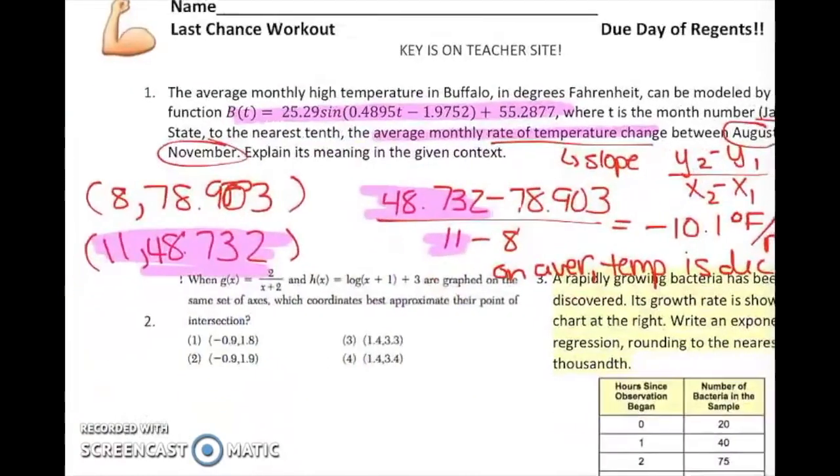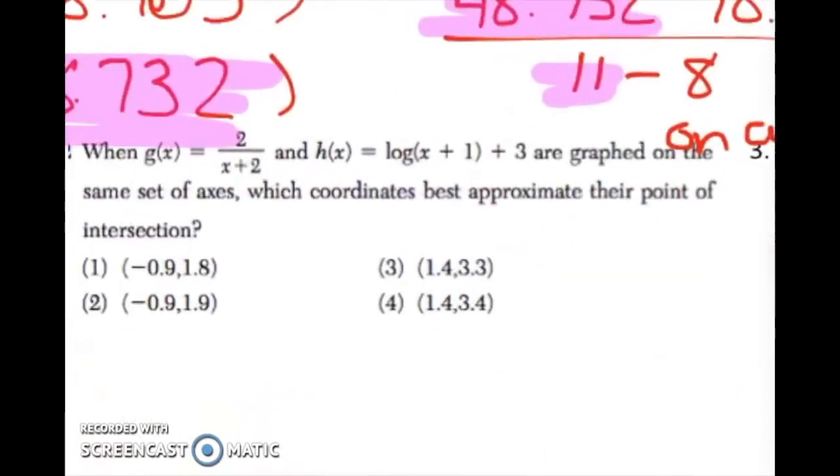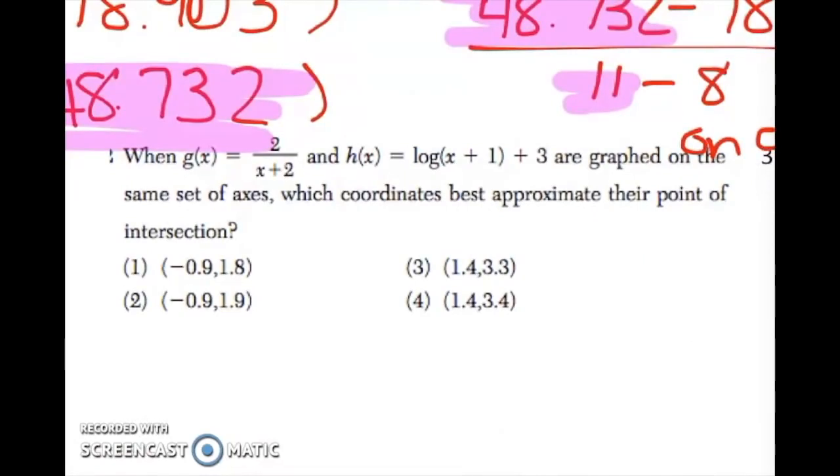Okay, let's look at this next one. Number 2, when g of x equals 2 over x plus 2, h of x equals log, and notice there's no base there, that's a base of 10. Log of x plus 1 plus 3 are graphed on the same set of axes. Which coordinate best approximates their point of intersection?